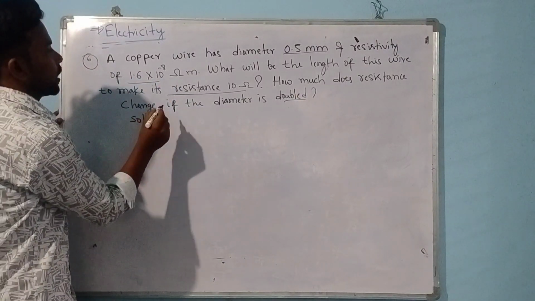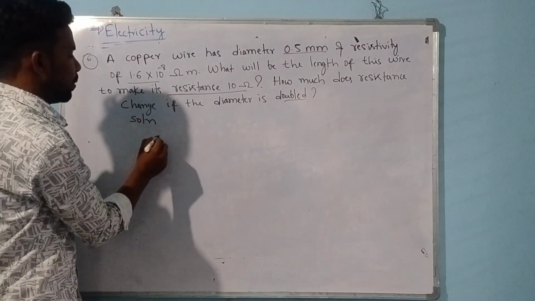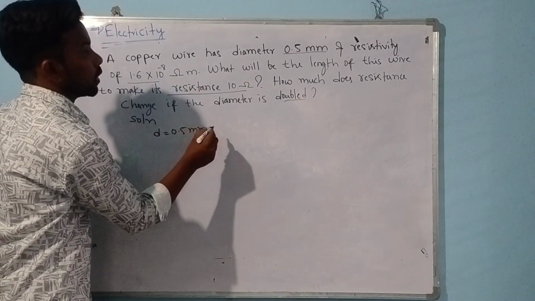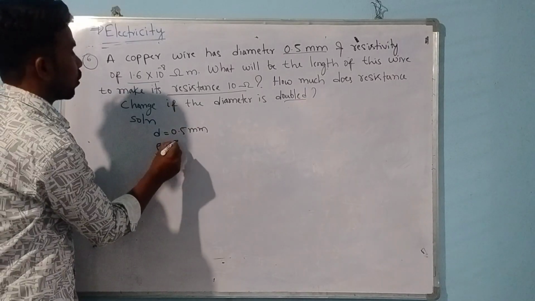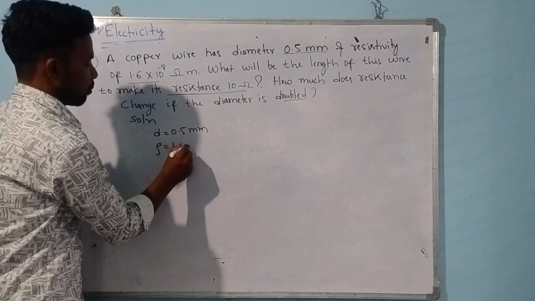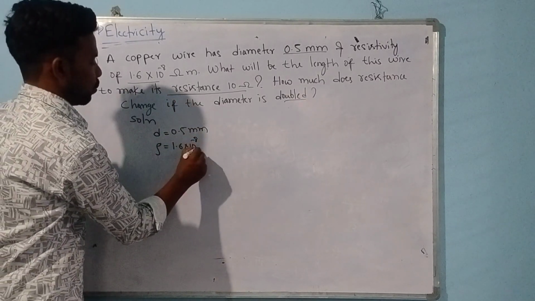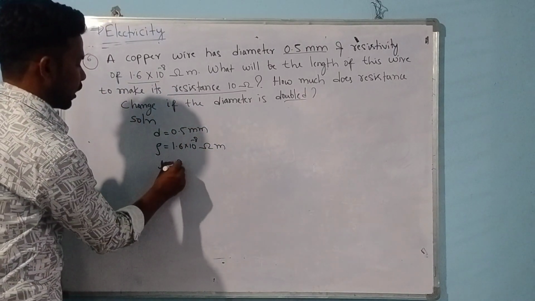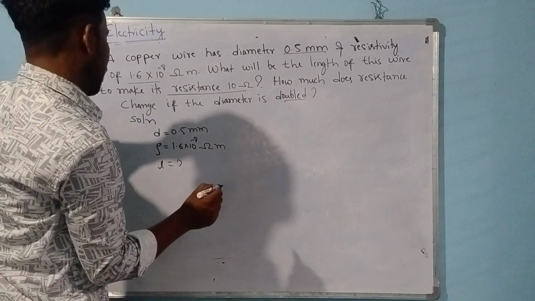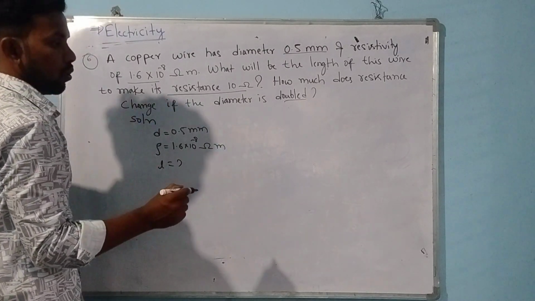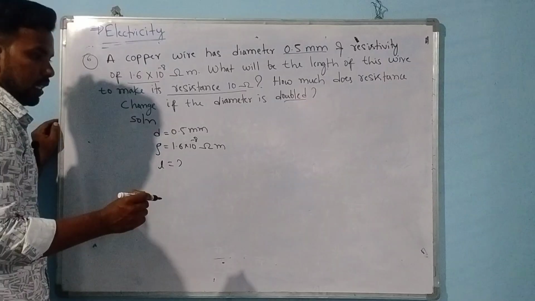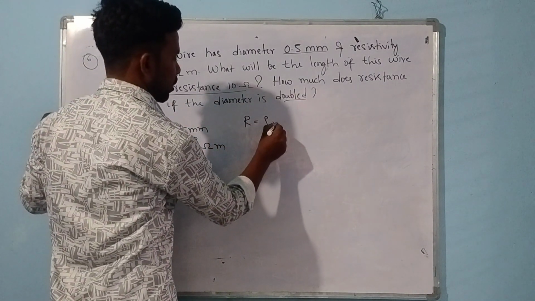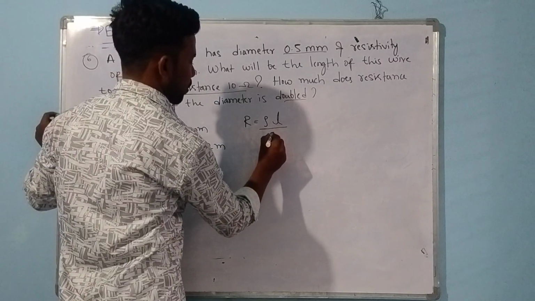Solution. What is the given data? The copper wire has a diameter of 0.5 mm. The resistivity rho is 1.6 into 10 to the power minus 8 ohm meter. The length you have to calculate. We know the relation between resistance, length and area: the resistance is directly proportional to the length of the conductor and inversely proportional to the cross-sectional area.